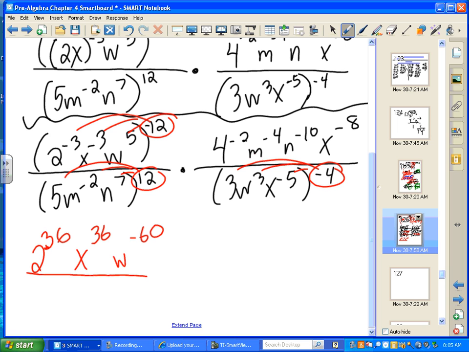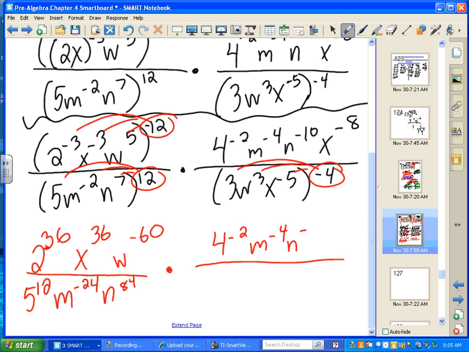Briar? N to the what? Nope. 7 times 12. Something 4. Okay, good. +84. You okay? Yeah, it's hard because the numbers get really small here. All right. The numerator of the second one, we just rewrite. Okay, the denominator becomes what, Alyssa? Good job.